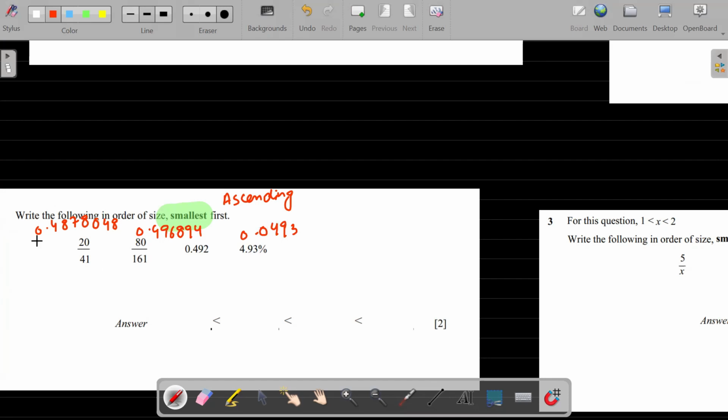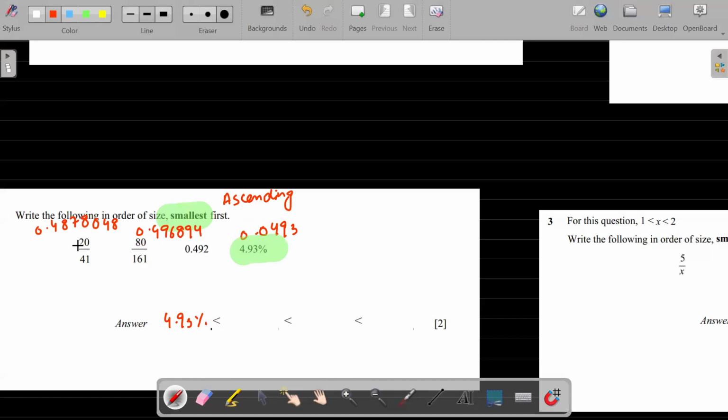All right, let's compare the values. The first whole number is 0, 0, 0, 0. The whole number is the same. Let's move to the first decimal place: 4, 4, 4, and 0. It means that this number is the smallest. So I will write this number over here, 4.93%. Now let's see which number is bigger in these three.